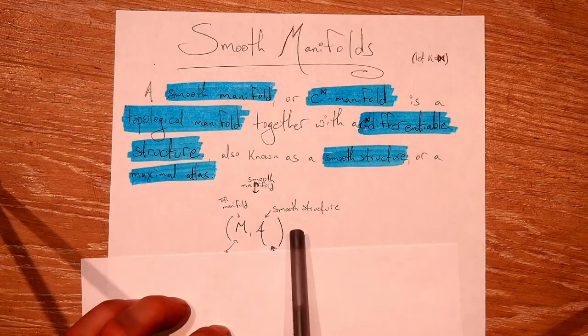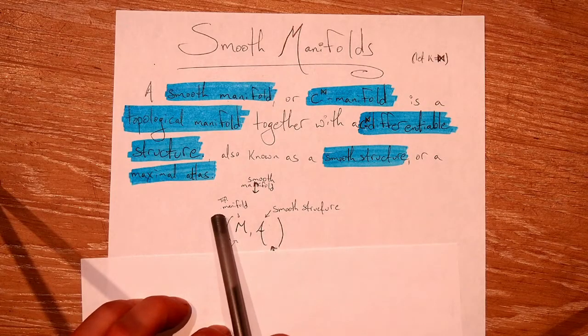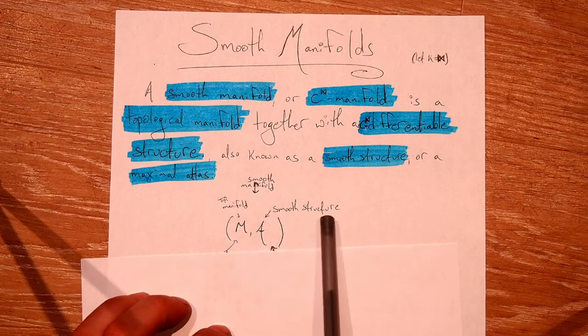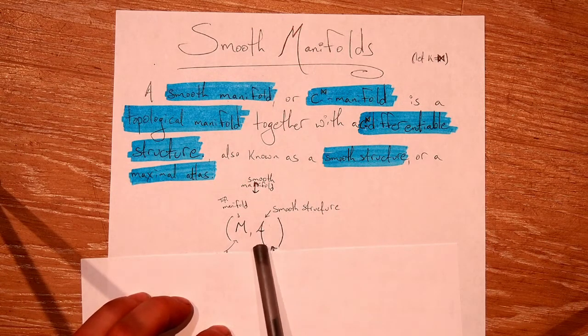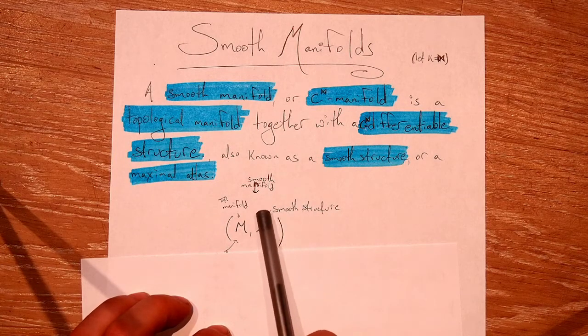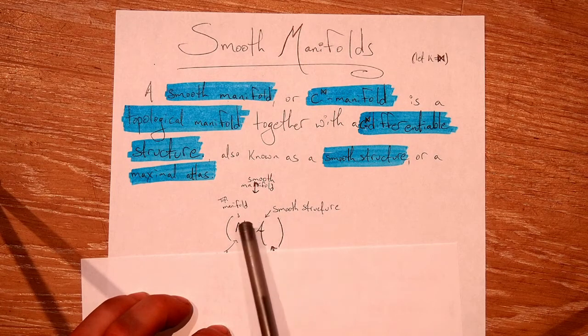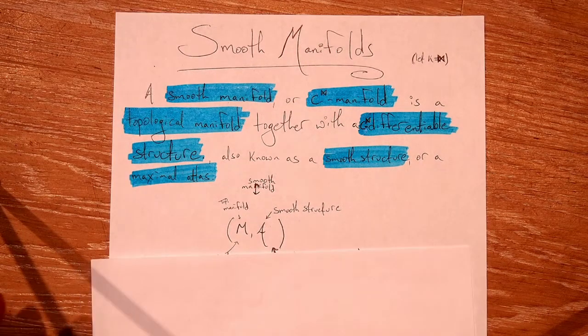Now, what do you get when you order a smooth manifold? So here we have a smooth manifold. It's a pair of objects. You get a topological manifold together with a smooth structure on that manifold, an infinitely differentiable structure on that manifold. And what do those things mean?